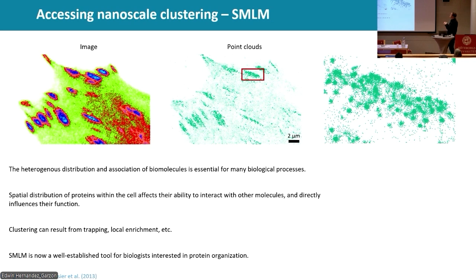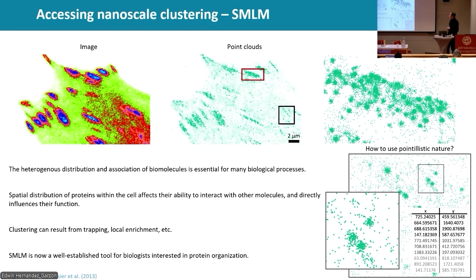And still, it is very important to have access to this information, because heterogeneous distribution and association of biomolecules is essential for many biological processes. And really, this spatial distribution of the proteins will affect their ability to interact with other molecules and certainly directly affect their function. And so clustering of these molecules can be related to a lot of different things like trapping, localized enrichment. And now single molecule localization microscopy is really a well-established tool for biologists interested in this protein organization. But then the question is, how can we use the pointillistic nature of single molecule localization microscopy to do some quantification? Because when the technique came out, the first thing was to reconstruct super resolution images, but still you have these localizations, and there is certainly more information than trying to go back to images.